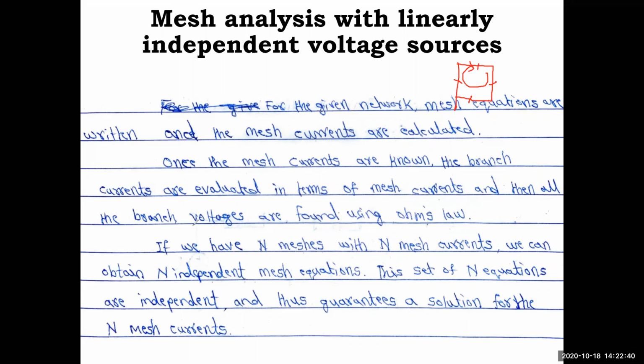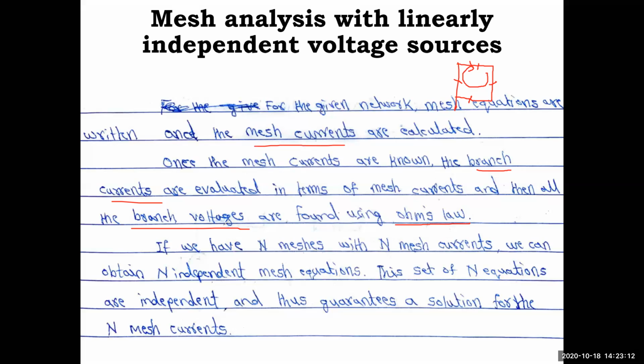Once the mesh currents are known, the branch currents are evaluated in terms of mesh currents, and then all the branch voltages we can also calculate using Ohm's law. V equals IR. The current in this branch, you know the resistance, you multiply, and you get the branch voltage. So that is the idea. This is the different way they can ask the problem: they can tell you to find the mesh currents, or they can ask for the branch currents, or the branch voltages.